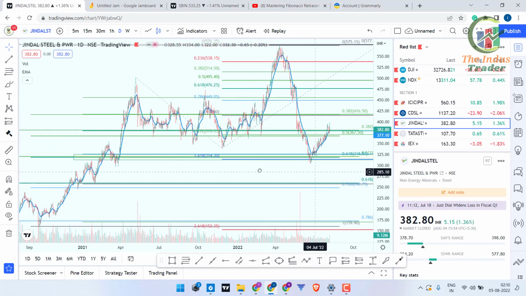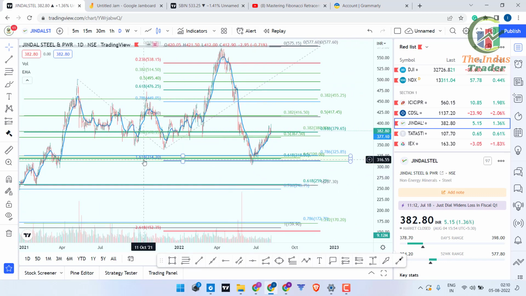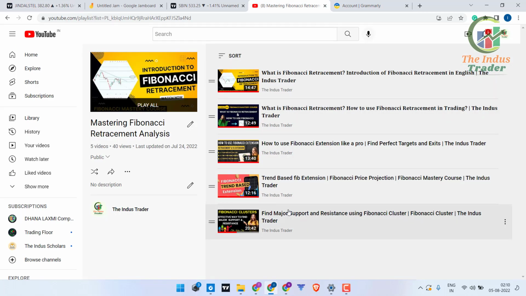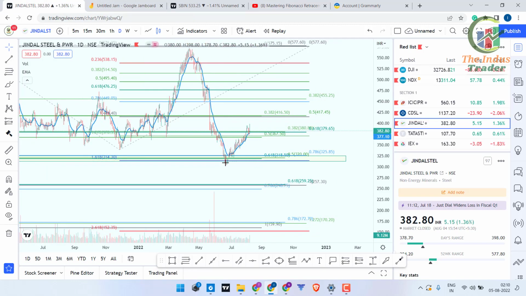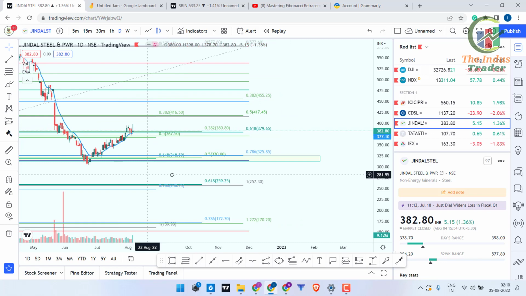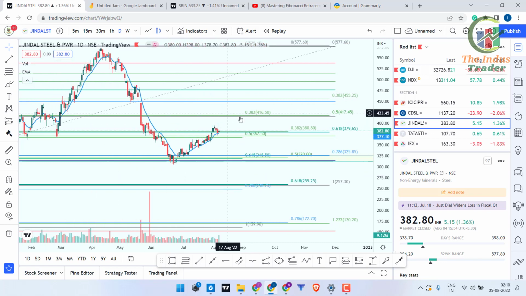The first thing I want to explain is Jindal Steel. You can see here I got multiple levels. This is called a cluster. This cluster is very important, and this is a very high probability setup I have got, and I am still holding the trade for this level. You can see below this candle is my stop loss, and my entry triggered here, and I am still holding the trade.